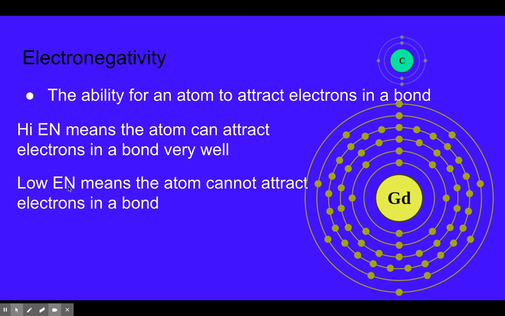Low EN, or low electronegativity, means the atom cannot attract electrons in a bond very well. It's kind of bad at it. It's kind of lazy again. Large atoms tend to be low EN, or lazy about attracting other atoms. You have all these layers in between the protons and those outer electrons, right? Opposites attract, but that's a lot of shielding, a lot of stuff in the way that makes them have lower electronegativity ability. Okay, we're going to keep practicing these words all week.